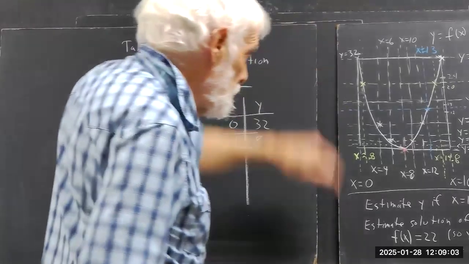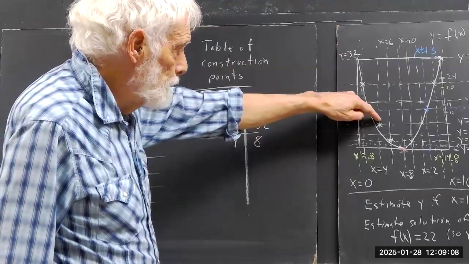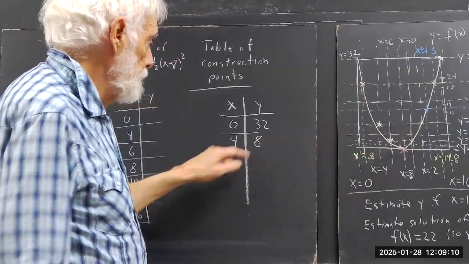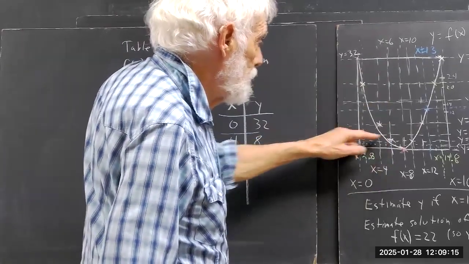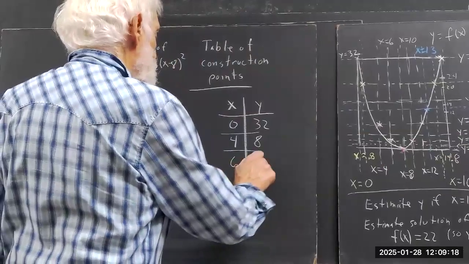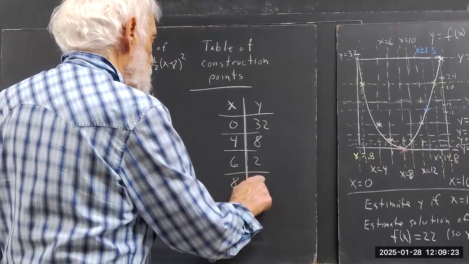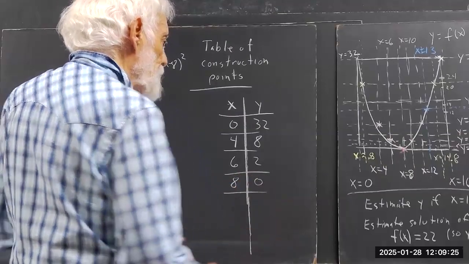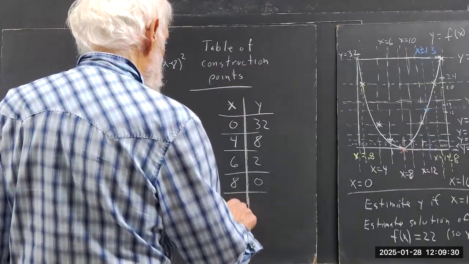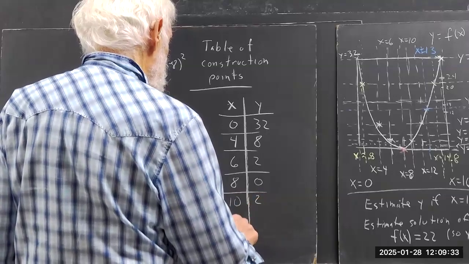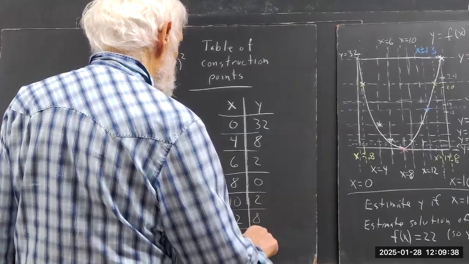Okay, looking at the table or the graph, we've seen that when x is 0, y is 32. This point, x is 4, y is 8. There it is. This point, x is 6, y is 2. Pretty much everybody's getting these. It's good. And when x is 8, y is 0. And then you can go to the other points. You just read them off. The lines tell you what's what. So if x is 10, you get 2. And if x is 12, you get 8. And if x is 16, you get 32.